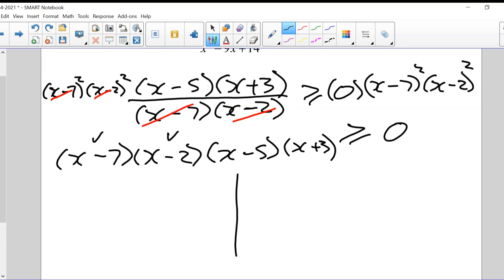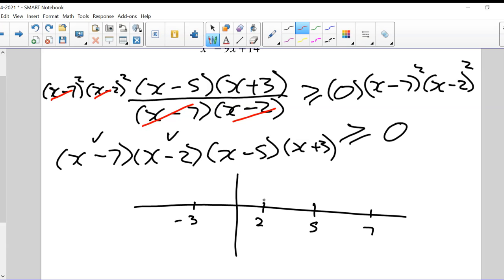But here comes my graph. I have a plus 2. I have a plus 5. I have a plus 7. And I have a minus 3. Now, at the plus 2 and at the plus 7, I'm going to put some open circles there, because it says greater than or equal to. So we have to be careful.